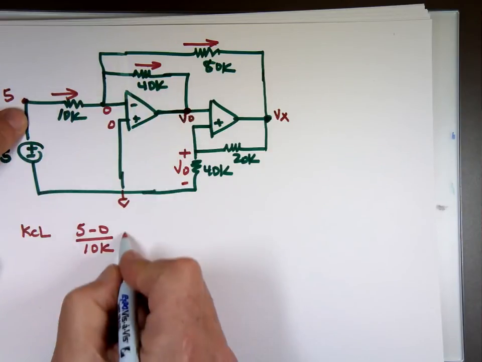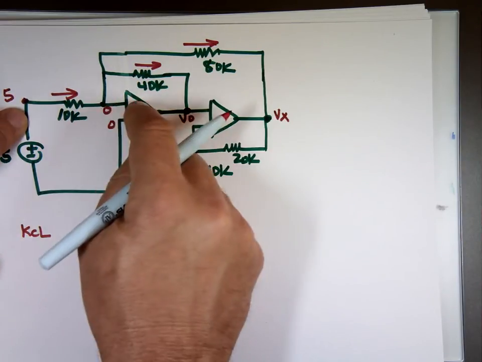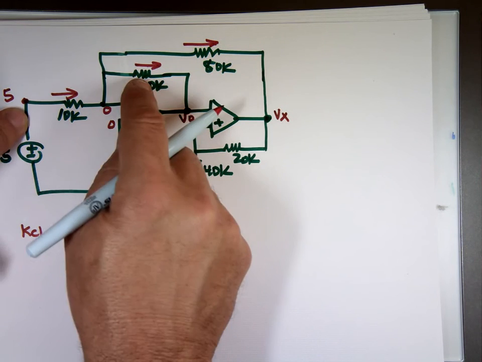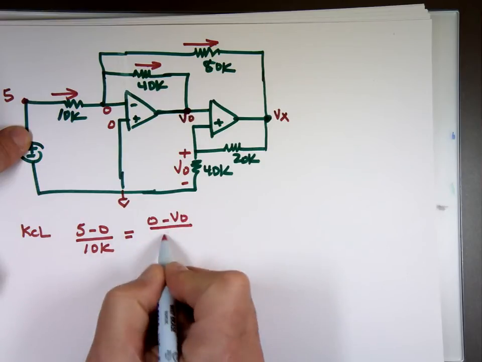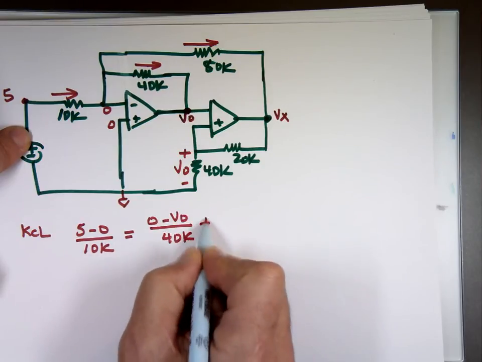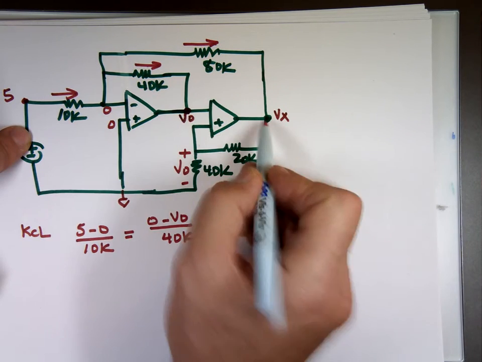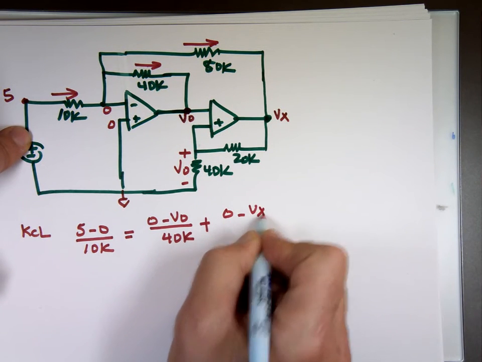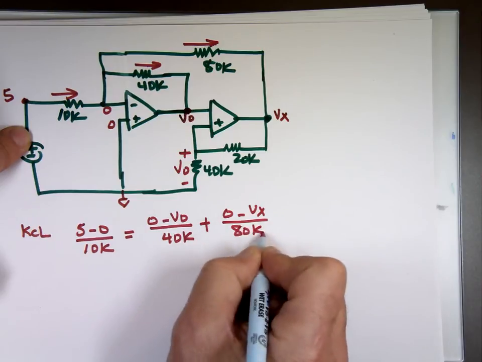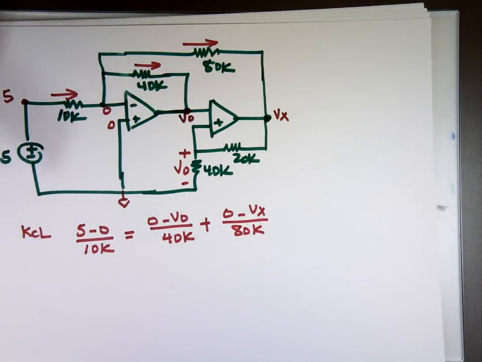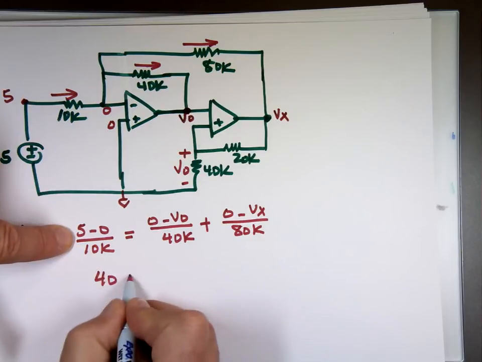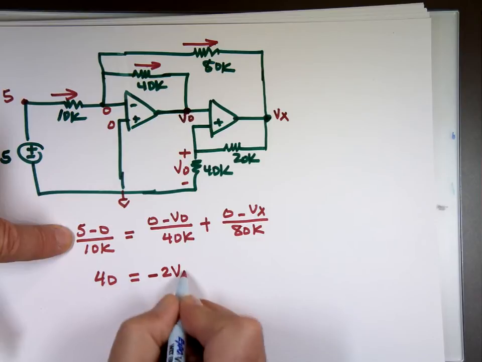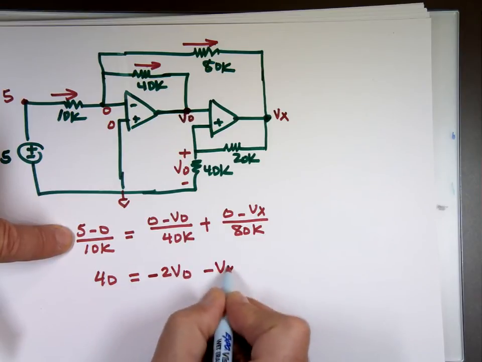Equals. Nothing is going this way. It's going to equal this plus that. This current is going to be what? This voltage minus this one over what? 40K. Plus this current, which is this voltage minus this, over 80K. What is the LCD? 80 here? So 8 times 5 is what? Is that 40? Negative 2 V out minus Vx. That's one equation.